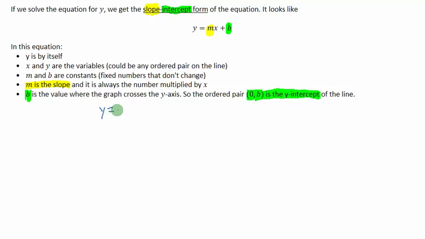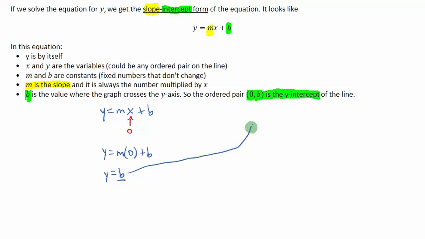Okay, let's look at why (0, b) is the y-intercept. If we take the equation y equals mx plus b, and remember, to find a y-intercept, you always plug 0 in for x. Then we get y equals the slope m times 0 plus b. Well, m times 0 is 0, and 0 plus b is b. So we can see that the y-coordinate is b, and the x, of course, is 0 since it's a y-intercept. So if you plug in 0 for x, you can still calculate your y-intercept like always, but it's very easy to know that the y-intercept comes from the b value. Okay, let's look at some examples of using this form of the equation.